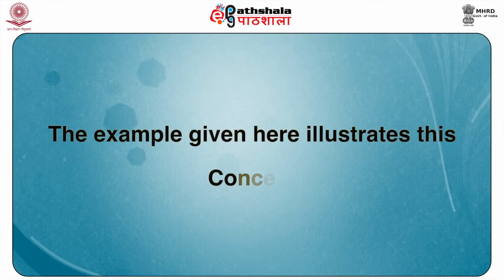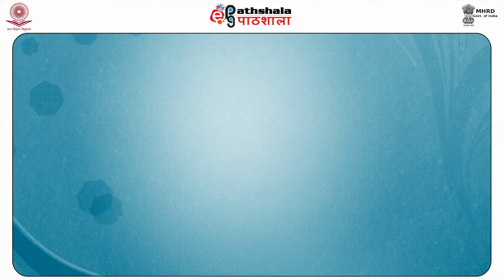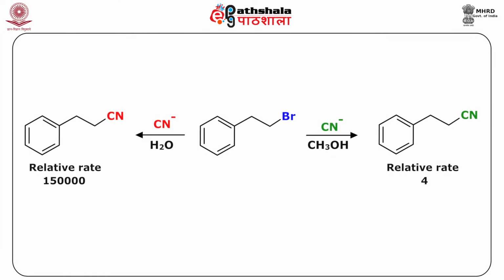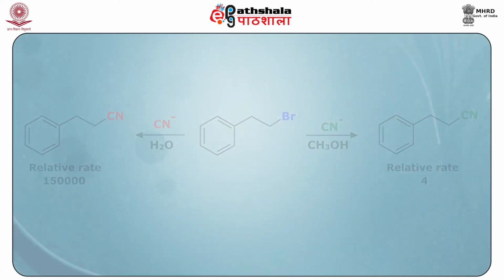The example given here illustrates this particular concept. As you can see here, this particular reaction is carried out both in methanol and in water, and the relative rates are 4 and 1,50,000 respectively in methanol and water. So you can appreciate how the solvent is affecting the rate and the speed of SN1 reactions.